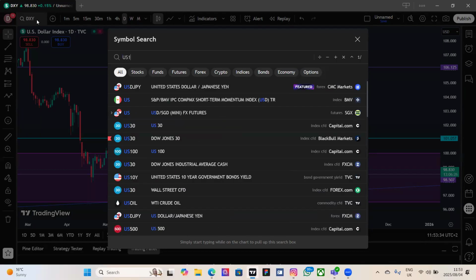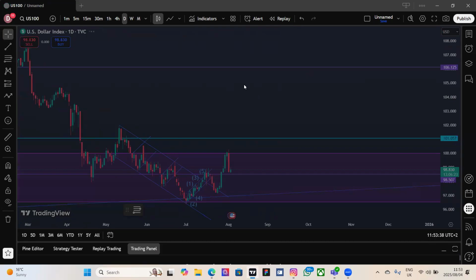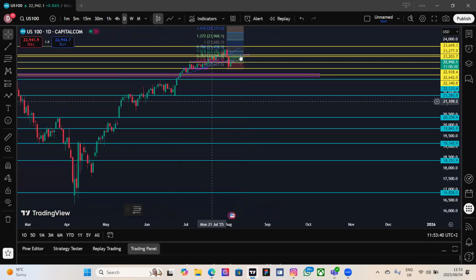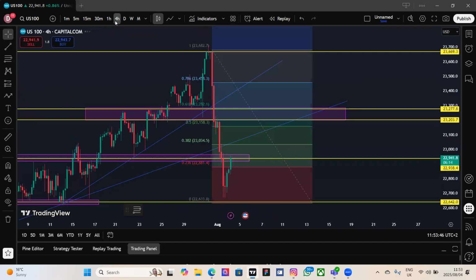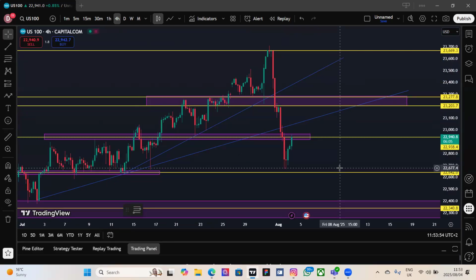So we're just going to go into US100. We were expecting a bit of bullish momentum pushing to the upside. We did experience a little bit of a push to the upside, but we didn't get much in play to that. So what we could be anticipating.